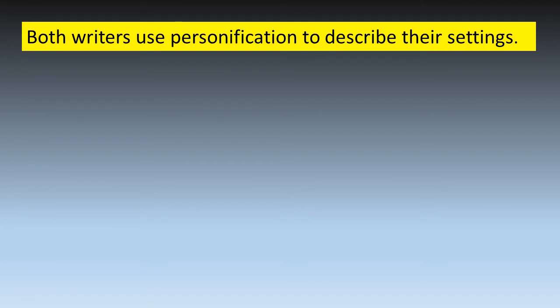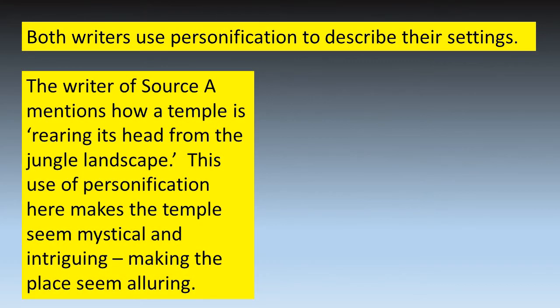So we've got this easy, straightforward point. Both writers use personification to describe their settings. And then we've got an example from source A here. So the writer of source A mentions how a temple is rearing its head from the jungle landscape. The use of personification here makes the temple seem mystical and intriguing, making the place seem alluring.